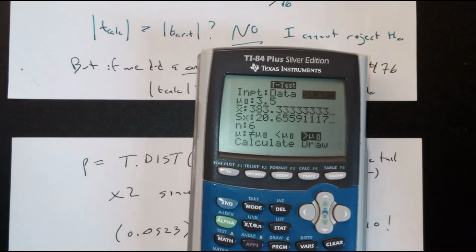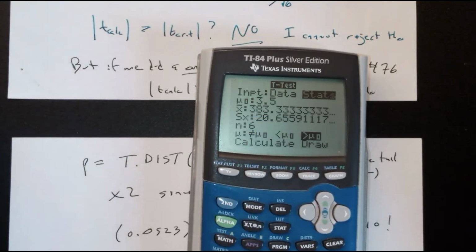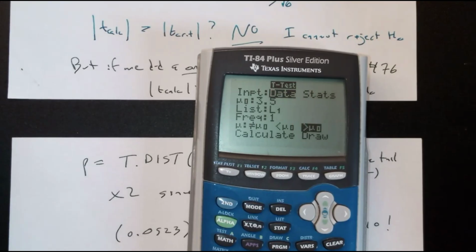When we were doing these before, I could give it the statistics, right? I could tell it, this is the average, this is the standard deviation. I can put those numbers in. But I can also say, hey, the data I want is in list L1. Then I don't have to bother to figure out the mean and standard deviation beforehand.